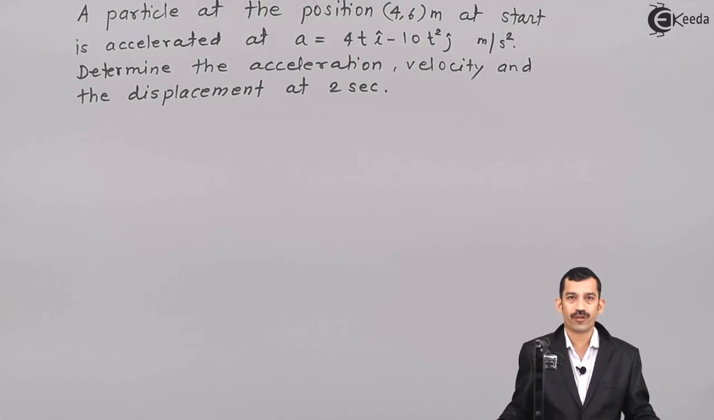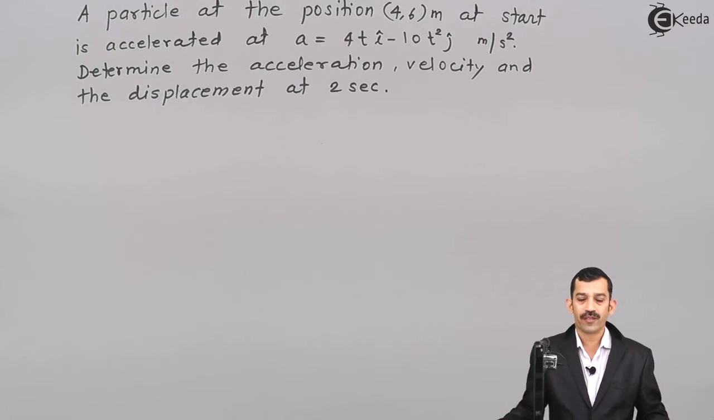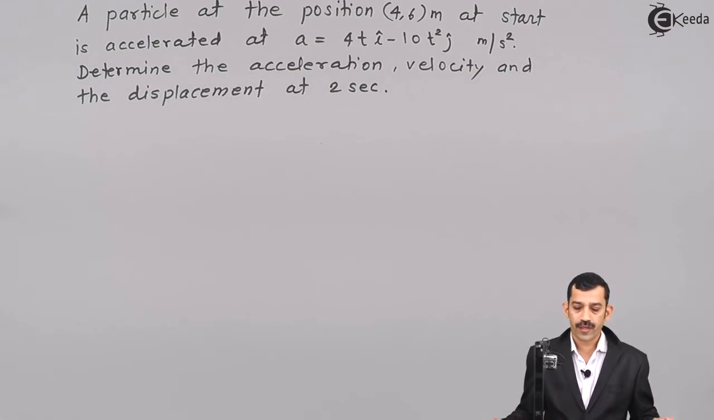Hi friends, we'll solve a problem on curvilinear motion. See what is given in the problem. A particle at the position 4, 6 meters at start is accelerated at a equal to 40 i minus 10t square j. Determine the acceleration, velocity and displacement at t equal to 2 seconds.